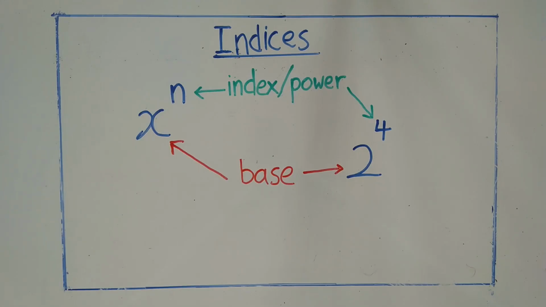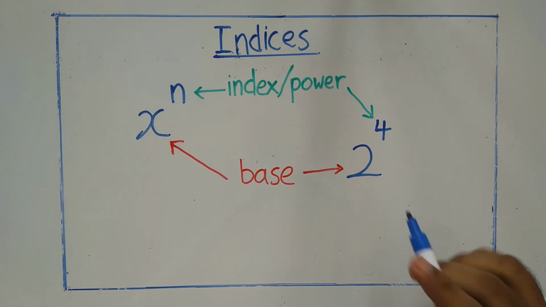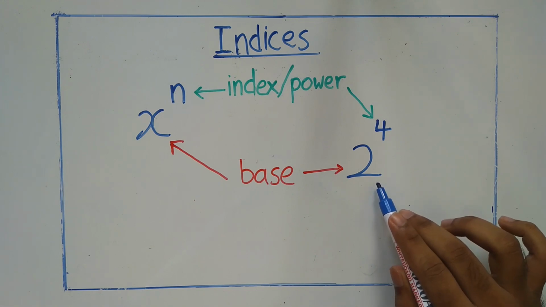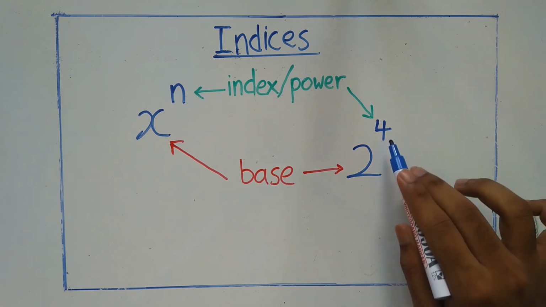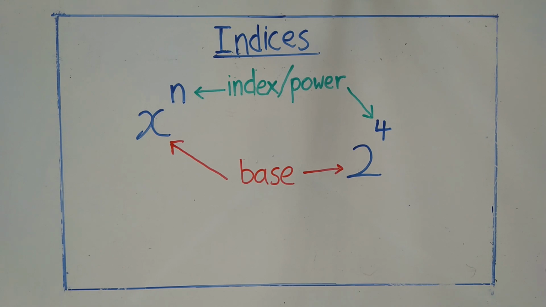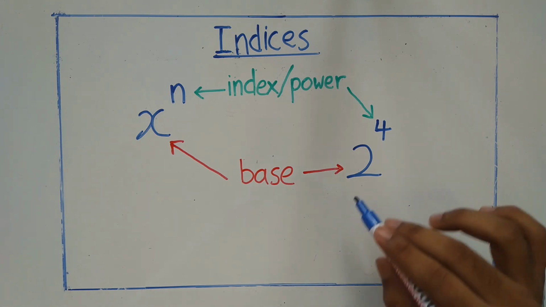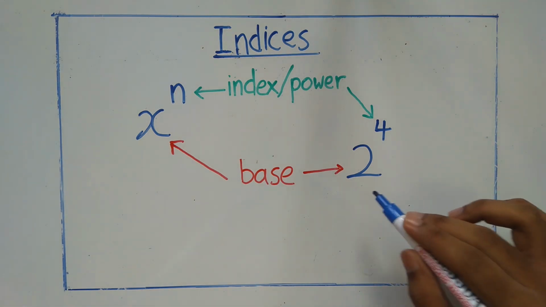What is an index? An index is a singular noun for indices. The index, also known as the power, tells you how many times you have to multiply the number by itself. For example, this number is pronounced as 2 to the power of 4. It means that you multiply 2 by itself 4 times.